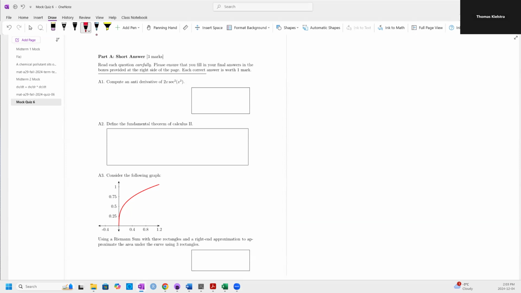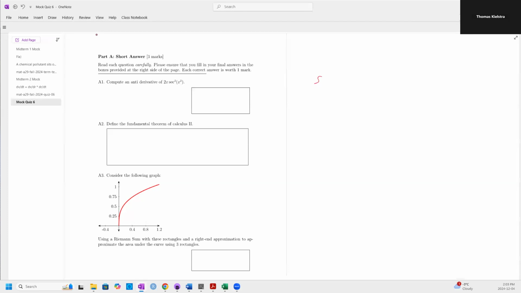So let's take a look at this type of question. I have: compute the antiderivative of 2x secant squared x squared. And when we compute an antiderivative, I actually find it easier to compute the indefinite integral. And then recall later that we're solving for an antiderivative, not all possible ones. So here it's a u sub question, u equals x squared, du by dx equals 2x, so 1 over 2x du by dx equals 1.